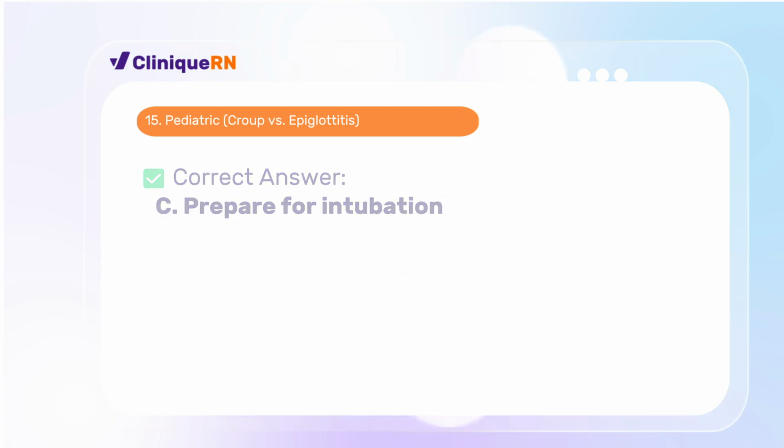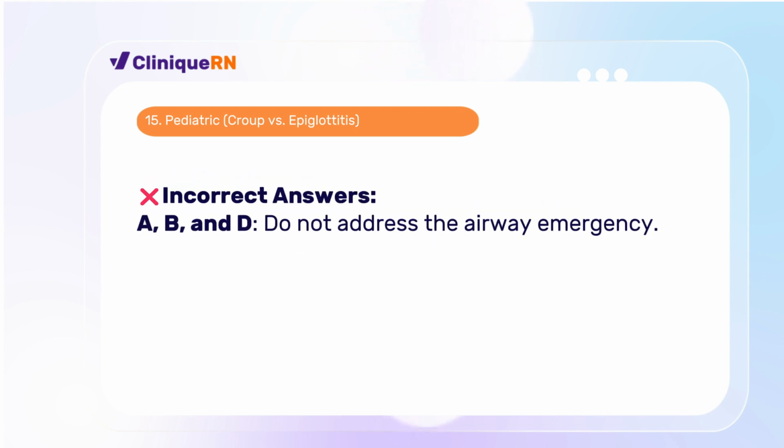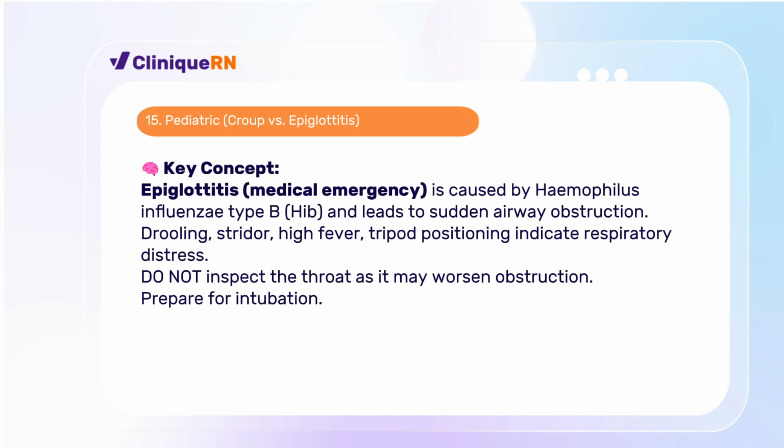C. Prepare for intubation. Rationale. Correct. Epiglottitis can cause airway obstruction, requiring emergency intubation. Incorrect. A, B, and D do not address the airway emergency. Key concept: epiglottitis, medical emergency, is caused by Haemophilus influenzae type B, Hib, and leads to sudden airway obstruction.